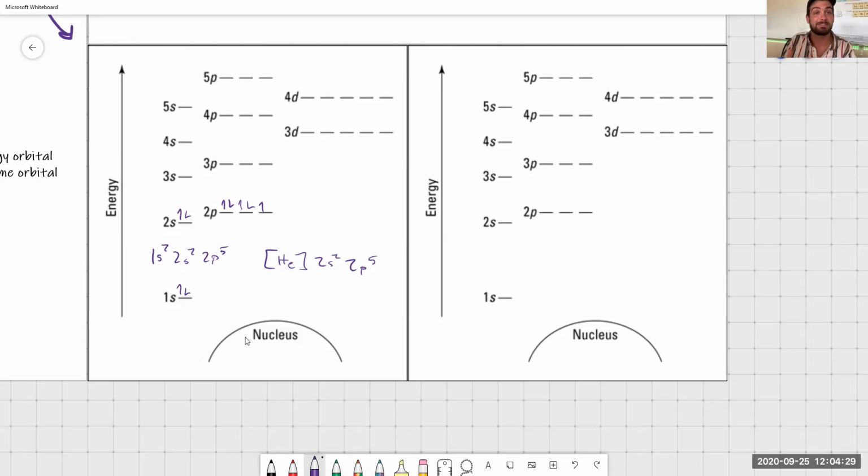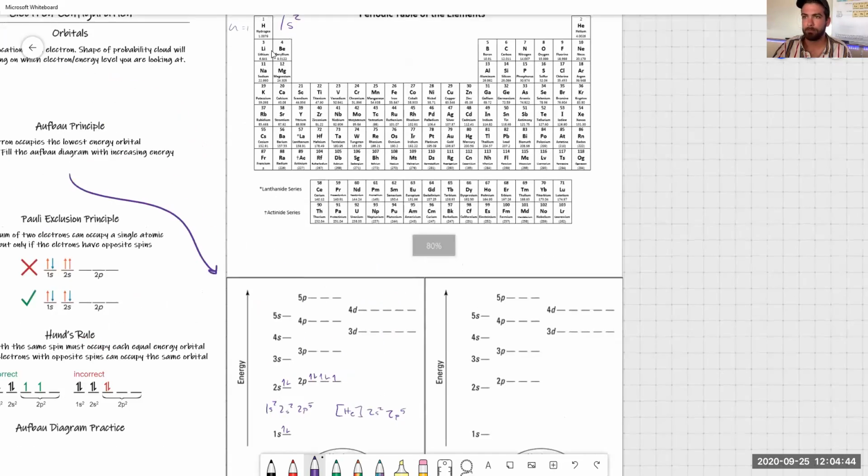So right now it doesn't seem like a huge shortcut, but when you do these atoms that have much more electrons, it's a huge shortcut being able to represent those numbers by just a single atom written in brackets, okay? So let's do another just to get these more and more familiar, okay?